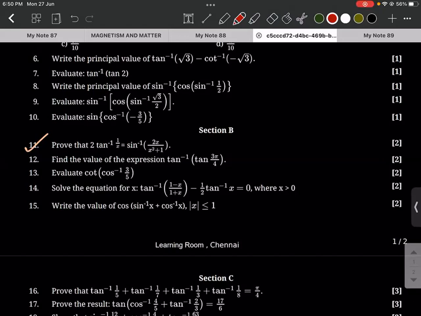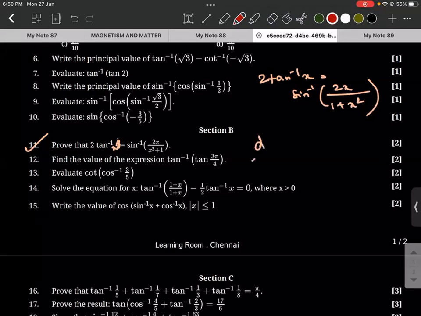2 tan inverse of x. So 2 tan inverse x is equal to sine inverse of 2x by 1 plus x square. So how will you prove that? It's very simple. If you see, all these problems borrow the idea from trigonometry. They don't come from inverse trigonometry at all.